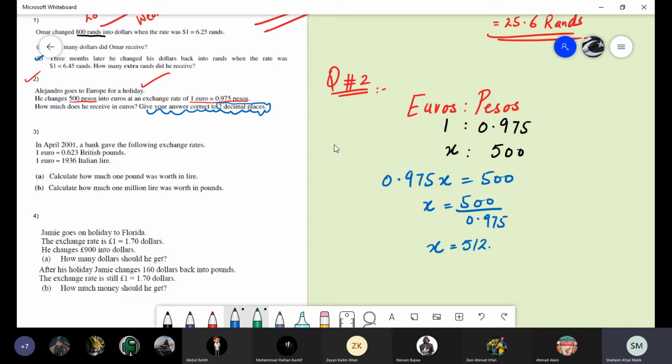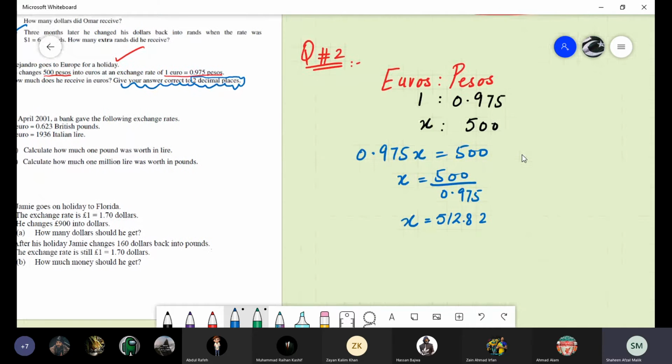Decimal places means after the decimal we have to write two numbers. So it will be 512.82 euros. Very good, Rehan. Thank you, beta. Boys, any problem in this question which Rehan solved? No, ma'am. Very good. Now copy this question, then we will solve the next.